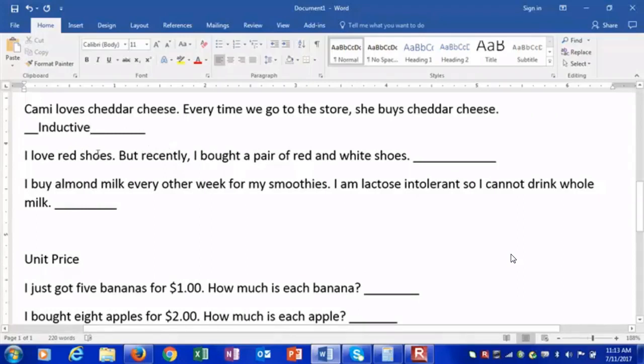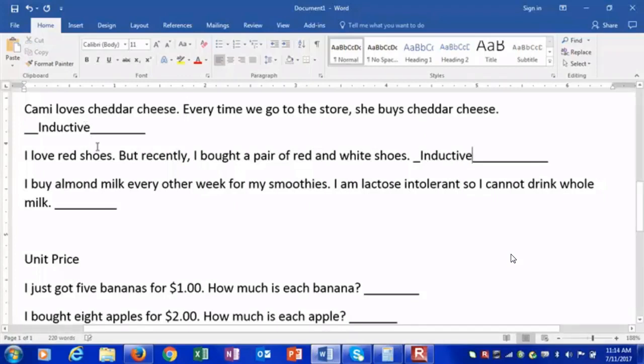I love red shoes, but recently I bought a pair of red and white shoes. Is that a pattern or is that just logic? Well, think about what's being mentioned. I love red shoes. I bought a pair of red shoes, even if white is included. That is an established pattern of inductive reasoning.